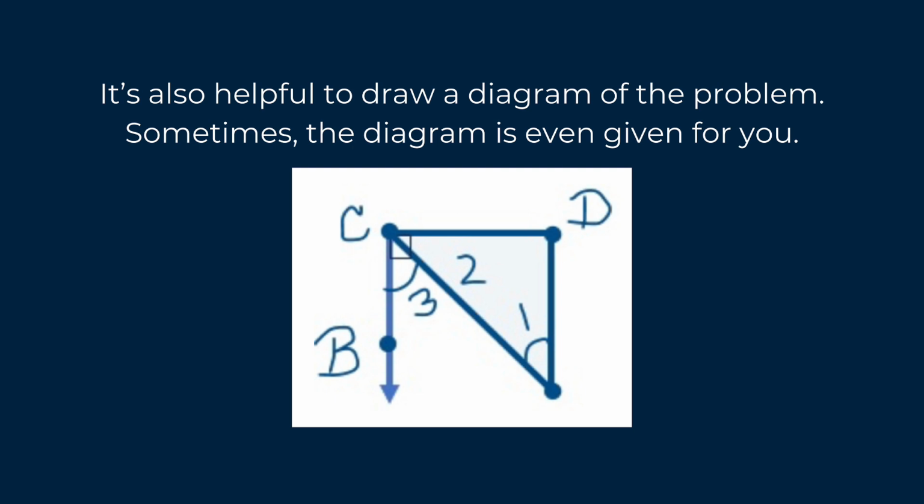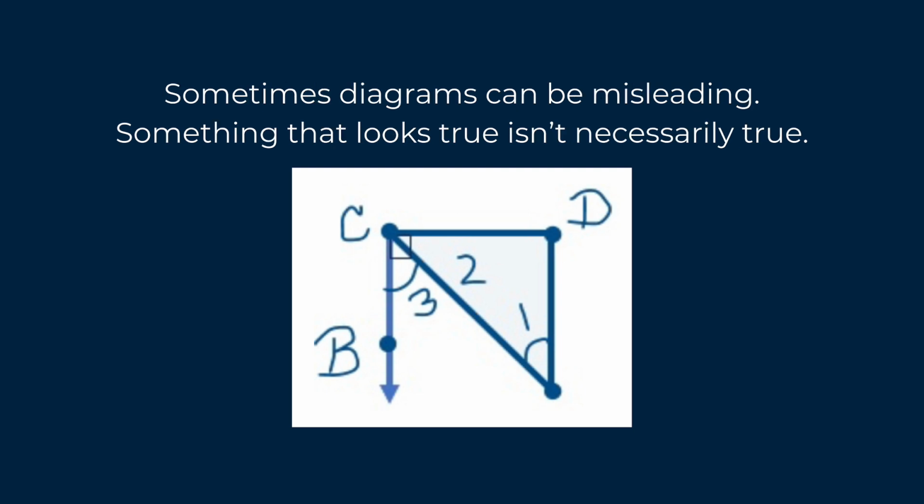You can see that angle BCD is a right angle because there's a square in the middle of it. You can also see that angle 1 and angle 3 are probably congruent because they have the one line. Over the course, we will see what all of these symbols mean and what they do. But I need you to remember that sometimes diagrams can be misleading. Something that looks true isn't necessarily true, as with real life, of course. But that's also especially true in diagrams.